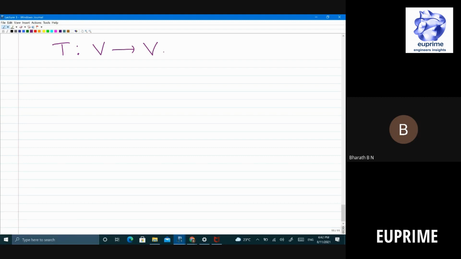What do you mean by invertible? So it essentially means this. Suppose I write it pictorially. Suppose this is my V and V. Suppose I give you a vector here or a point here. So I should be able to map to a unique point here. Do you agree?